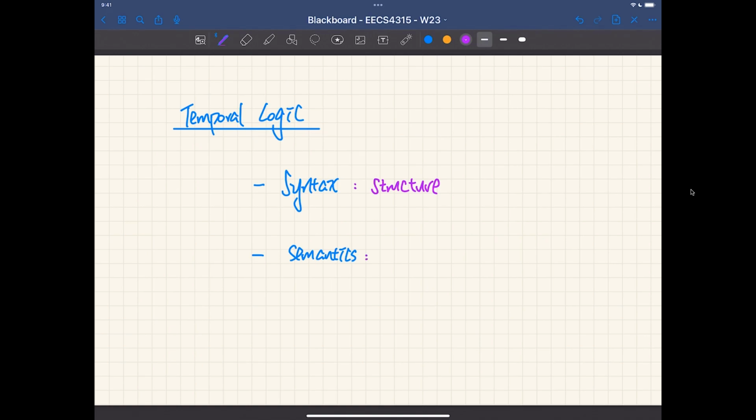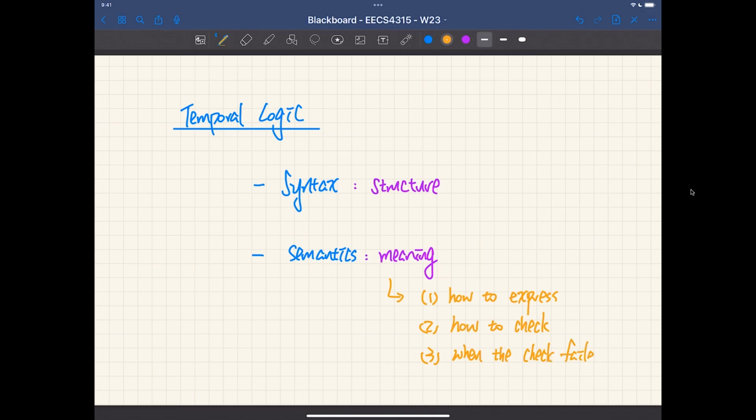Semantics will be, you're right, the meaning. And once you know about the meaning, you can kind of imagine how the model checker is going to check the property for you and how you can express the property. Okay? You want to know, number 1, how to express. And also, roughly how to check. We can get a little bit of intuition. And also, number 3, when the check fails, how are you supposed to interpret the error trace?